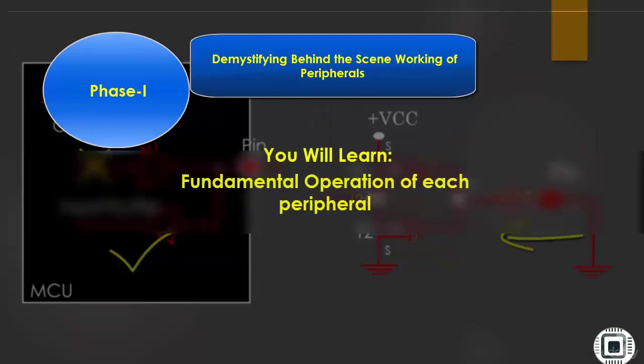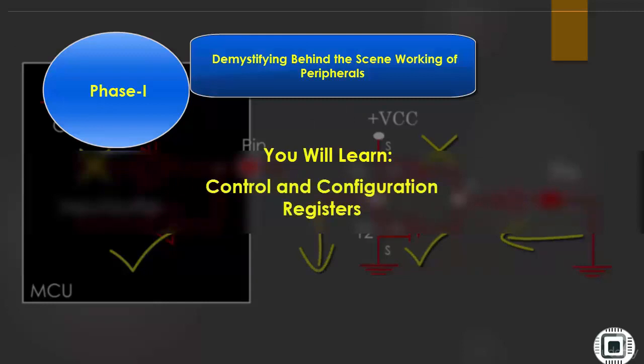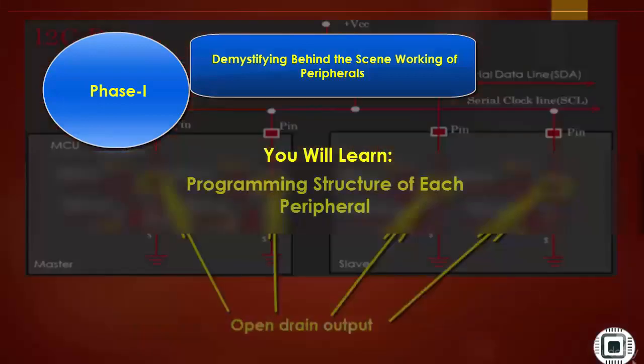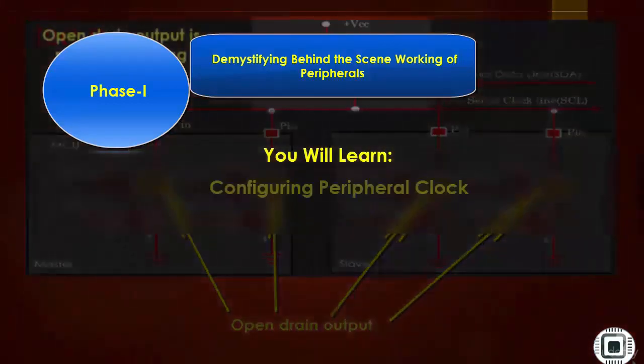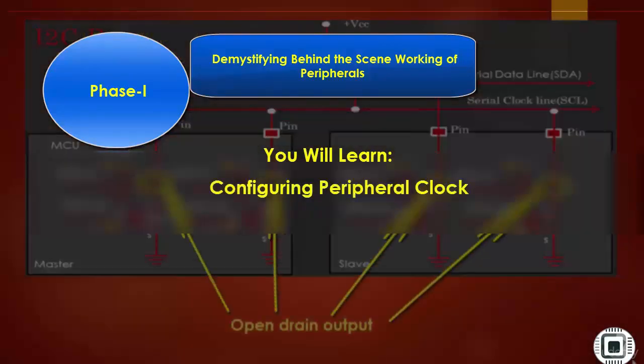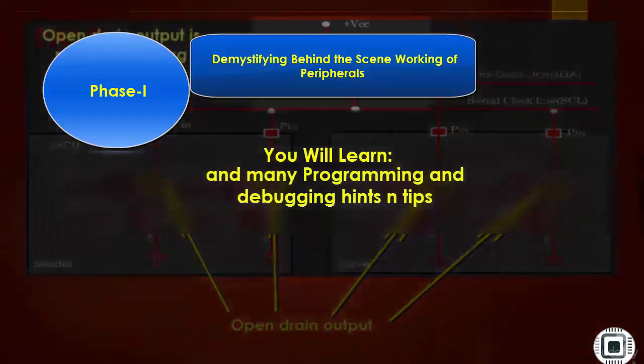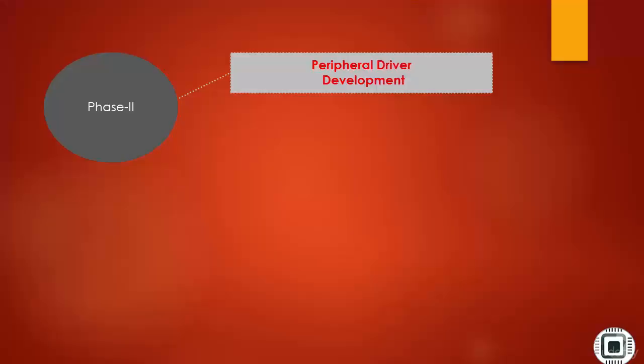In this phase, you will learn the fundamental operation of each peripheral, its control and configuration registers, programming structure, configuring peripheral clocks, IRQs and interrupt configurations, and many other interesting things. After that, we will move to phase 2.